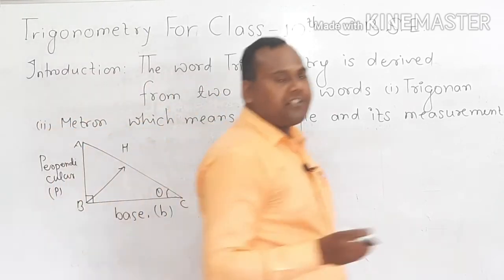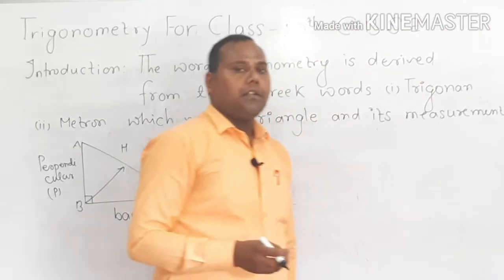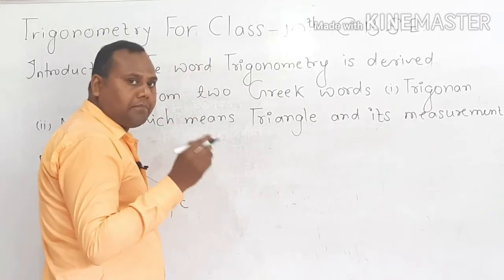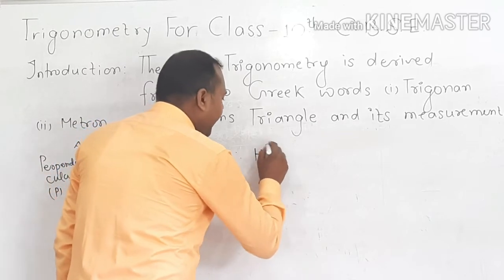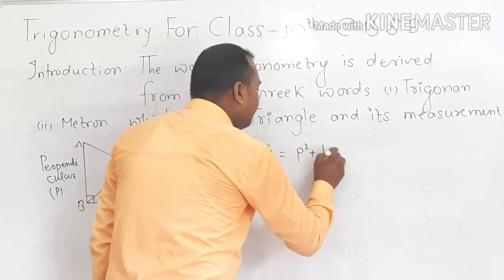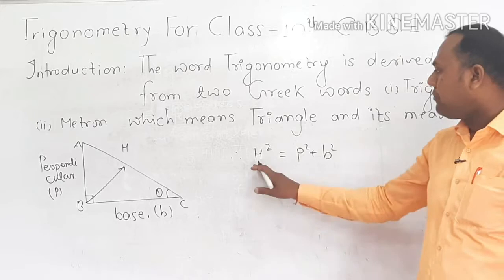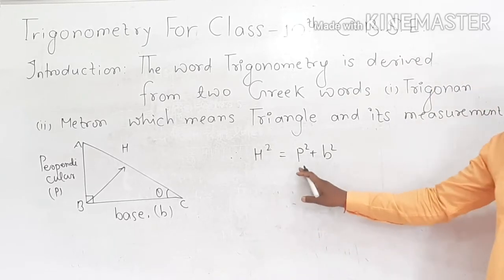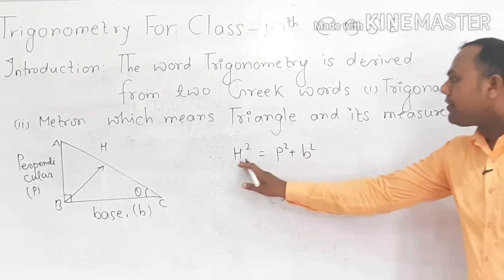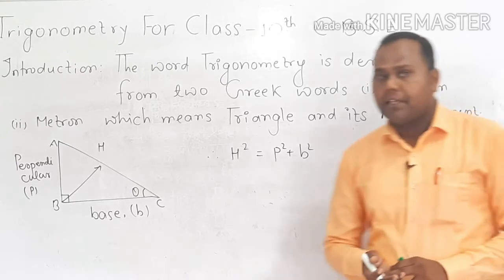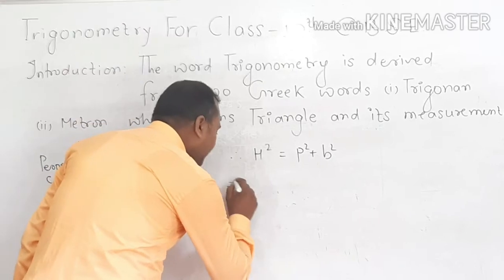One of the greatest scientists in the ancient era, Pythagoras, derived a theorem. This is H square equal to P square plus B square. That means in any right angle triangle, the square of the hypotenuse will be equal to the square of the perpendicular plus the square of the base. This is a very important theorem for trigonometry as well. So let us derive other expressions from this formula.